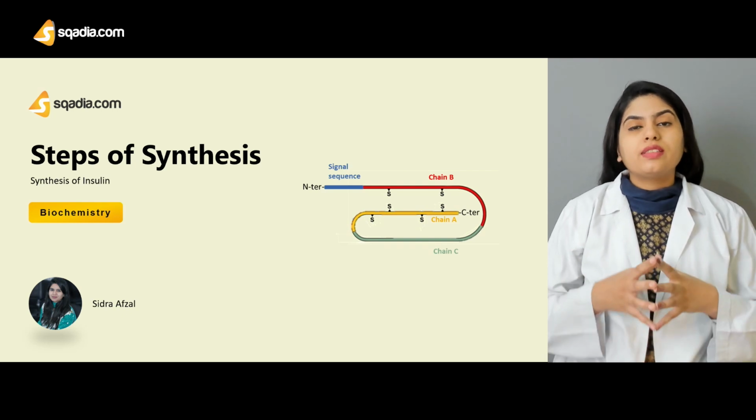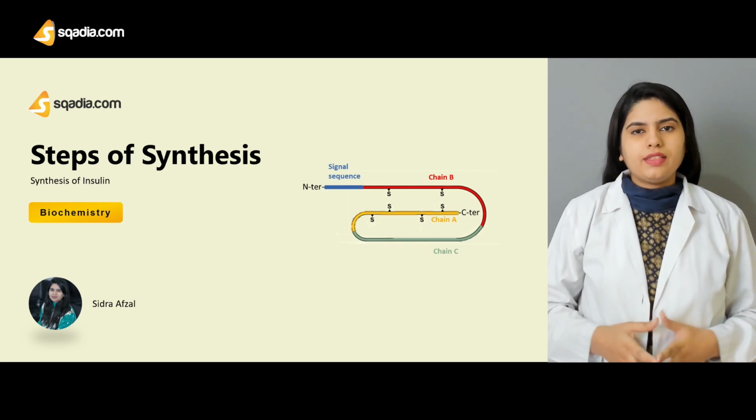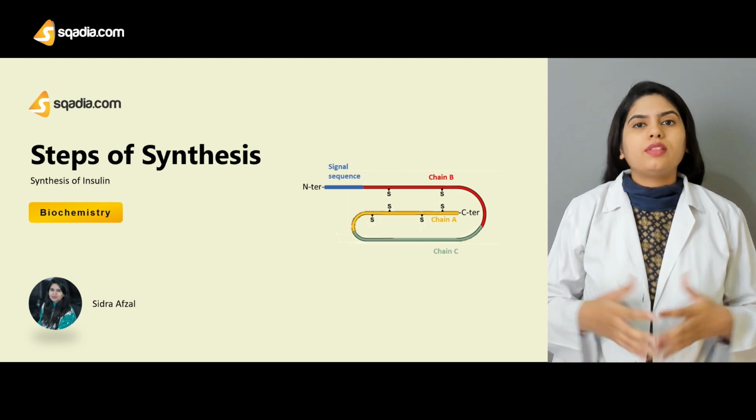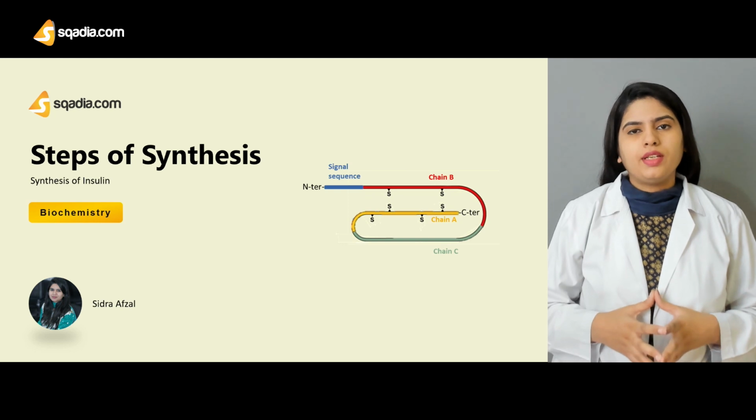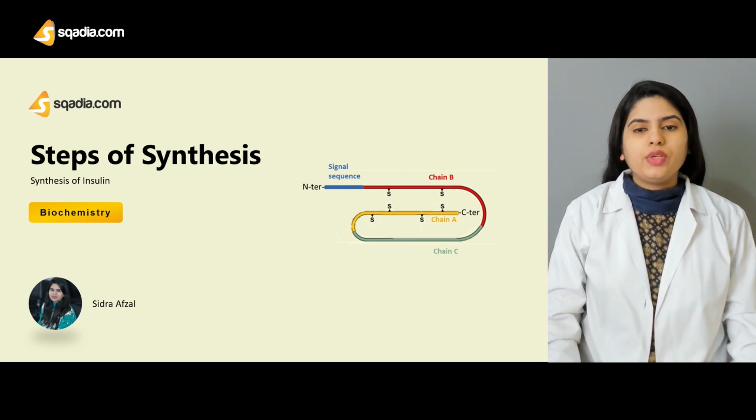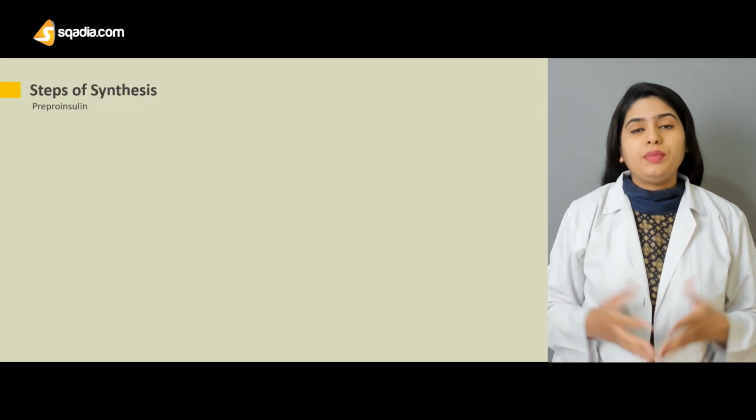Insulin is not synthesized in a single step. As I told you, first insulin is synthesized in the pro form, later it is converted into the mature insulin. However, the site where the insulin is being synthesized is the ribosome of the beta cells.